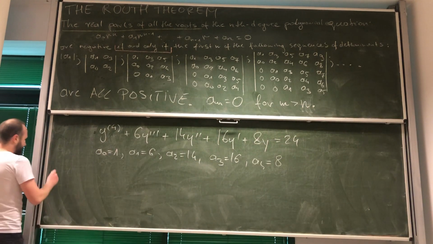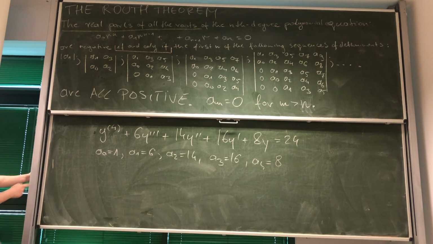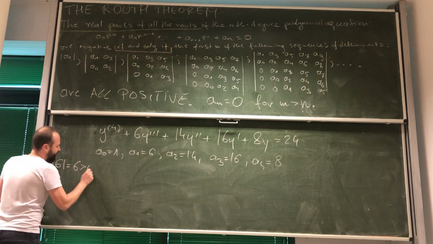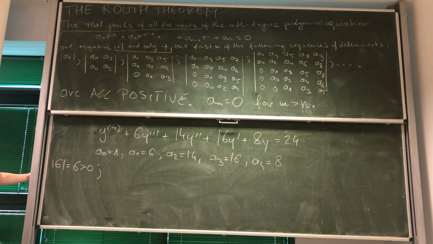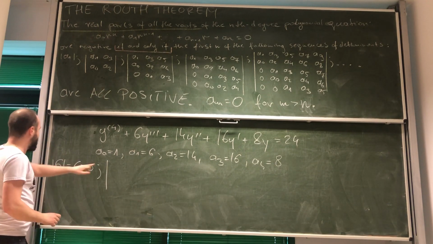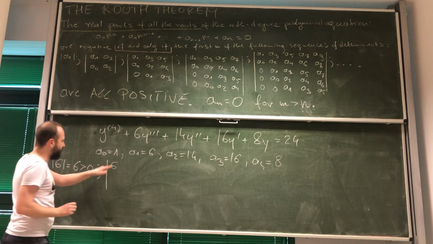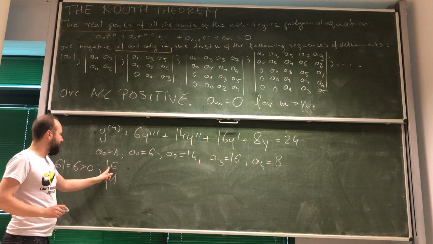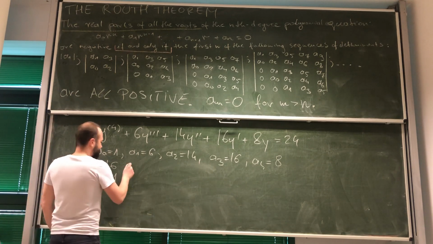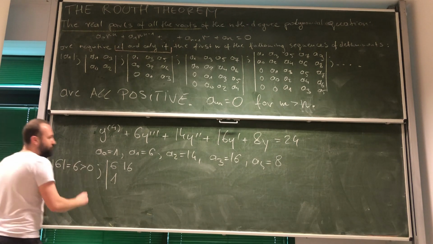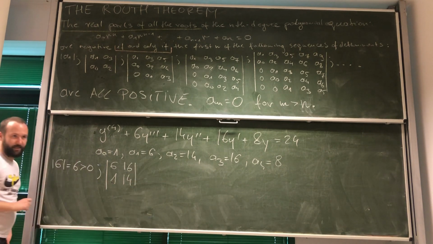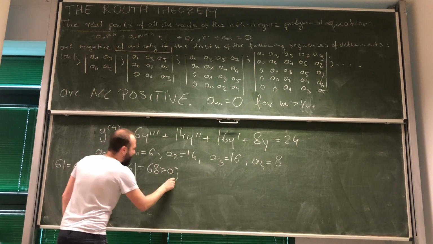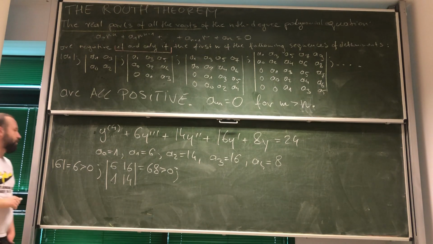Okay, so first one is just A1. In our case, it's 6. Determinant of 6 is 6. It's definitely positive. Okay, now we construct the second one. How do we start? A1, and now we go for lower. A0, which is 1. Then we go to another odd index, which is A3, which is 16. And below we've got A2, which is 14. This determinant is equal to 68. Again, a positive outcome, which is what we want.